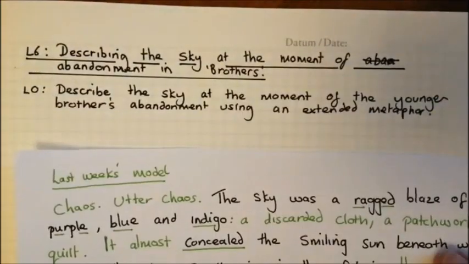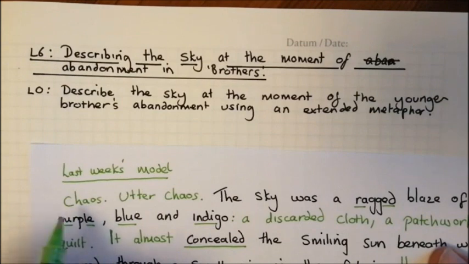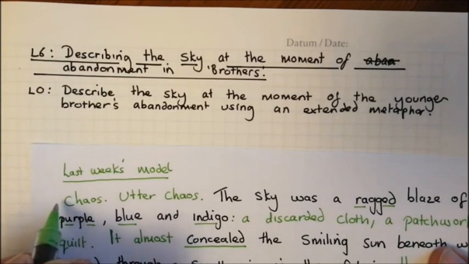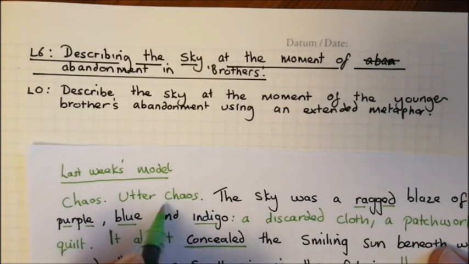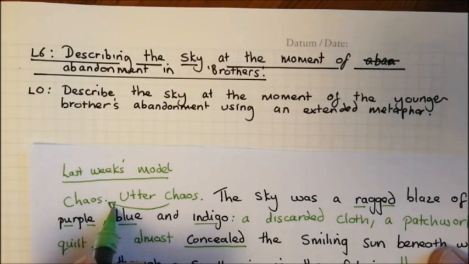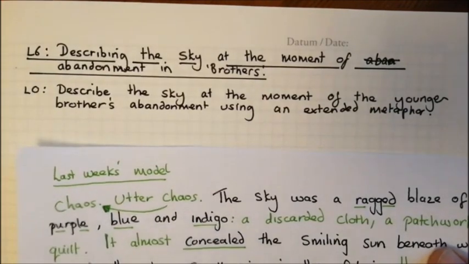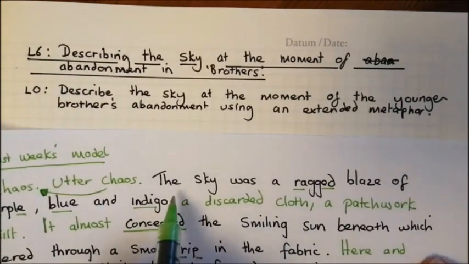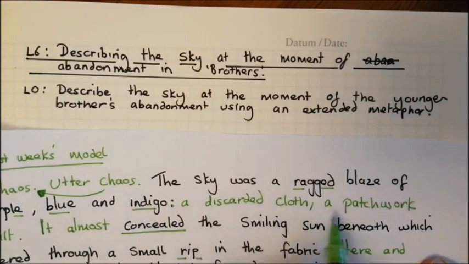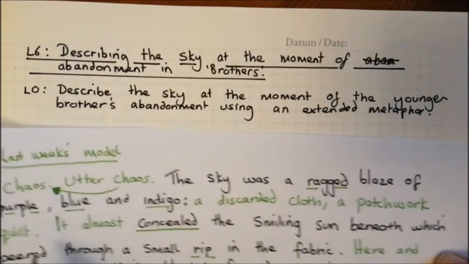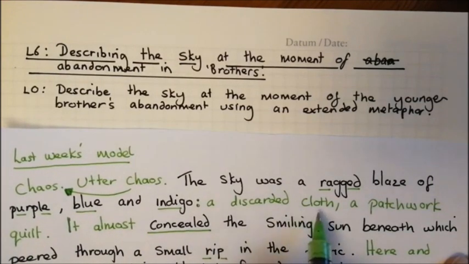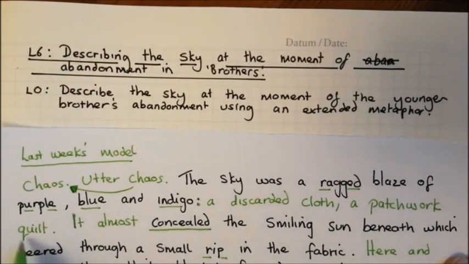Now, this has all of our ingredients in it. So it has our one-word sentence to start with, then it has our two-word sentence that includes the word from the one-word sentence. It has our description of the sky with a colon, and then an in-depth exploration of the extended metaphor. Is it a discarded cloth? It's bigger than that. It's a patchwork quilt. It's our extended metaphor. Just the beginning of it is introduced here.